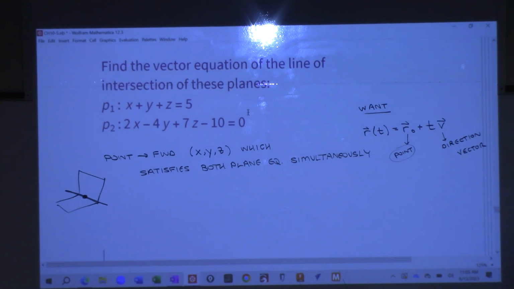Yes? If it's a point, what does R naught have the vector symbol above it? Well, no.